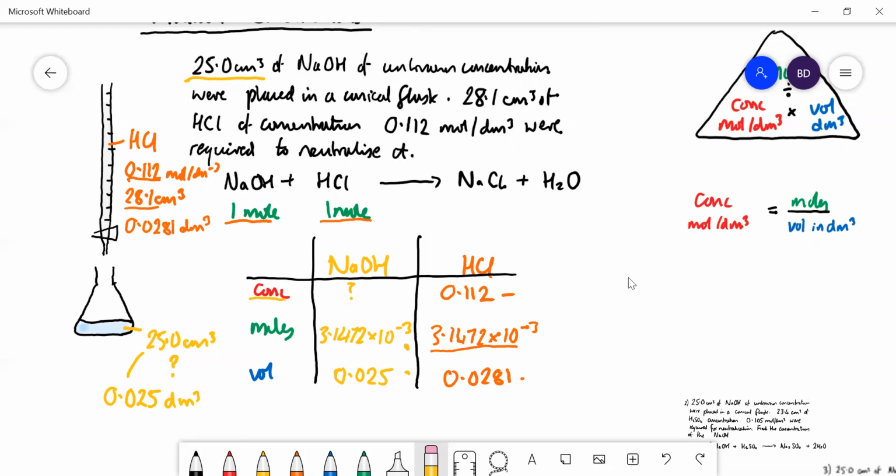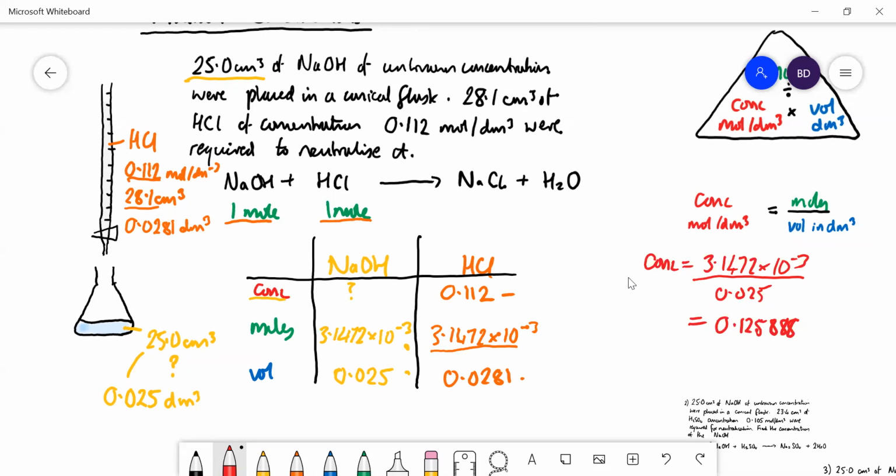The concentration of the NaOH is equal to the moles, which is 3.1472 times 10 to the minus 3, divided by the volume, which is 0.025 dm cubed, and that gives us an answer of 0.125888 moles per decimeter cubed.